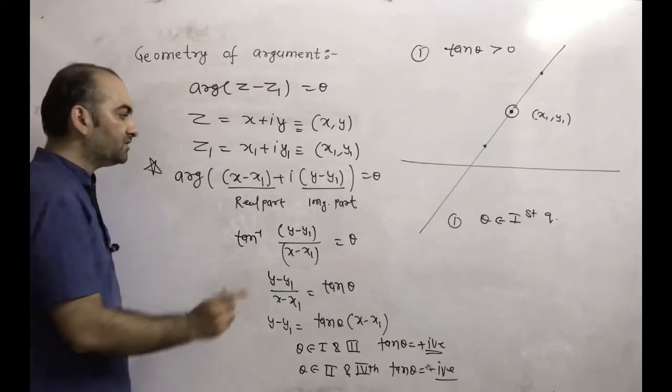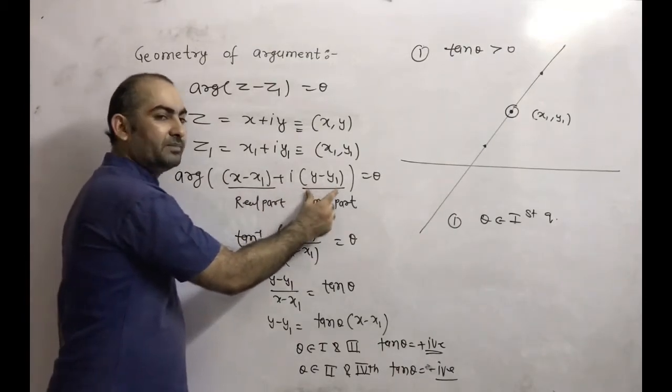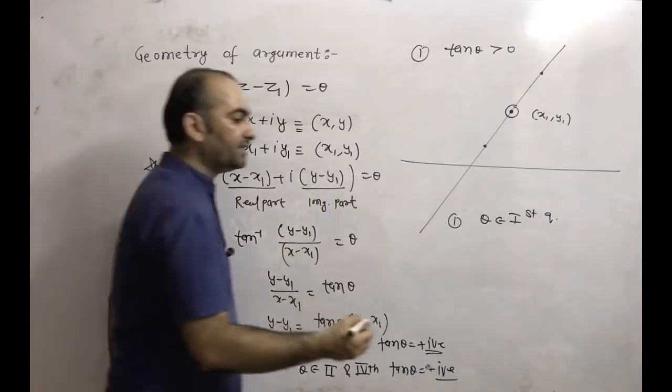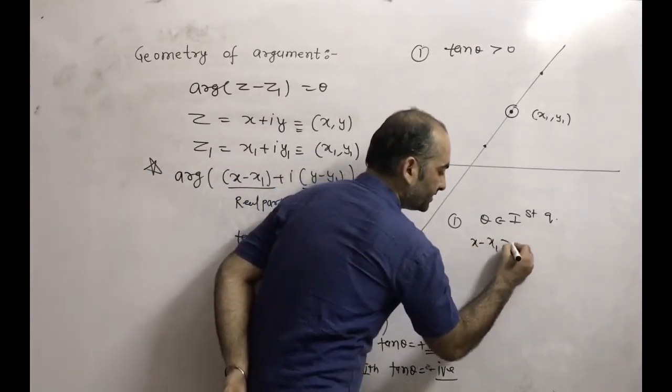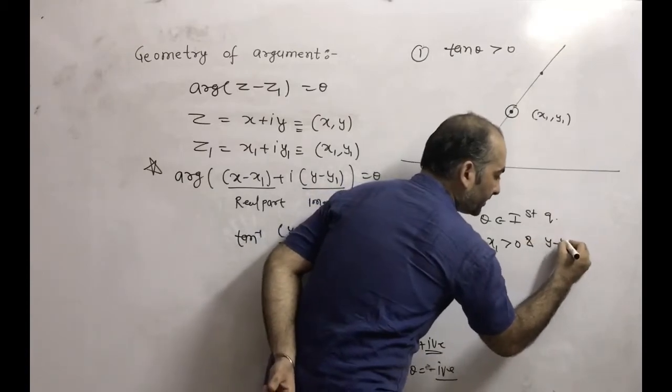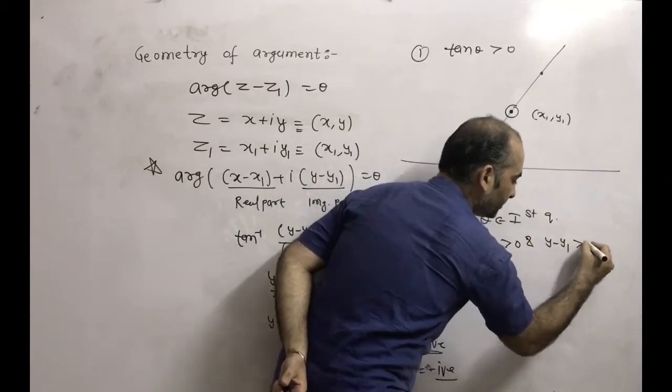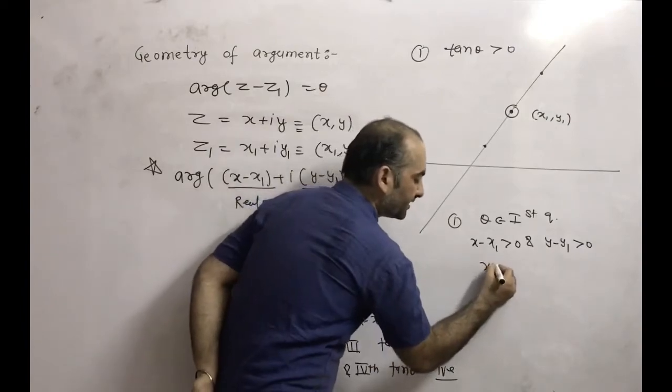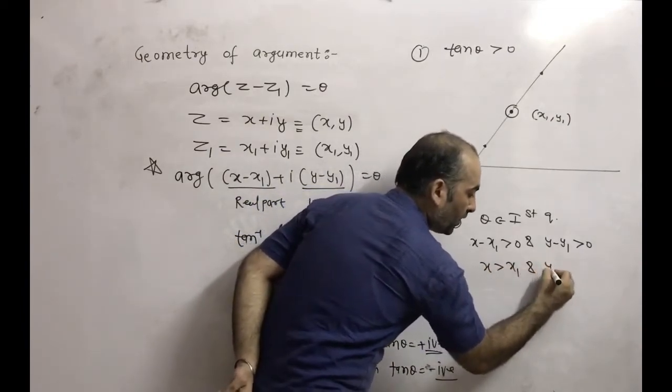So the real part is what? x minus x1, and the imaginary part is y minus y1. From here we can say that x minus x1 should be greater than 0 and y minus y1 should be greater than 0. So from here, x should be greater than x1 and y should be greater than y1.